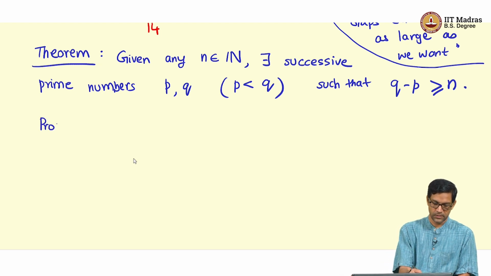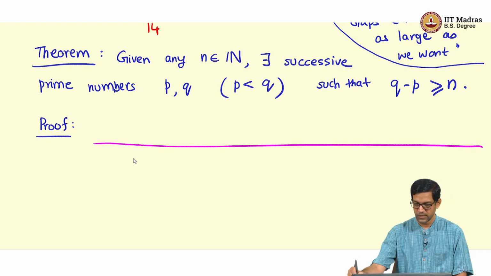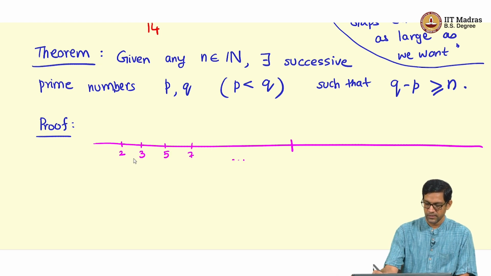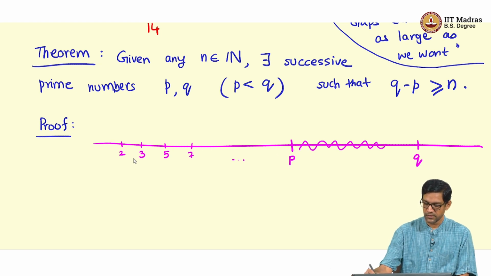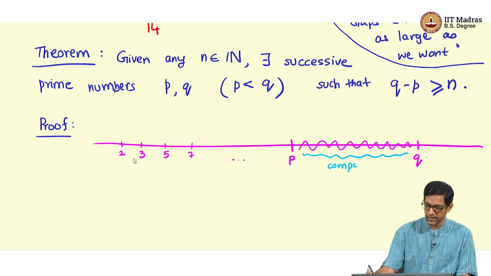Okay, so here's the idea of the proof. Again, let's think about it in terms of the number line. So, if you draw the number line and you mark all the primes on it, 2, 3, 5, 7, etc. As you keep going, what we are saying is that somewhere we should be able to find p and q such that the difference between them is greater than or equal to n. Now, what does that tell you about the numbers in the middle? What do we know about all of these numbers? Well, p and q are successive primes, which means there are no primes in between them. So, these are all composite numbers.